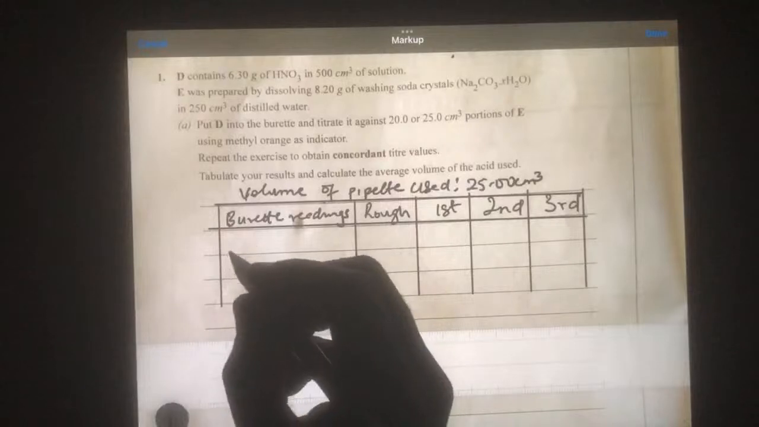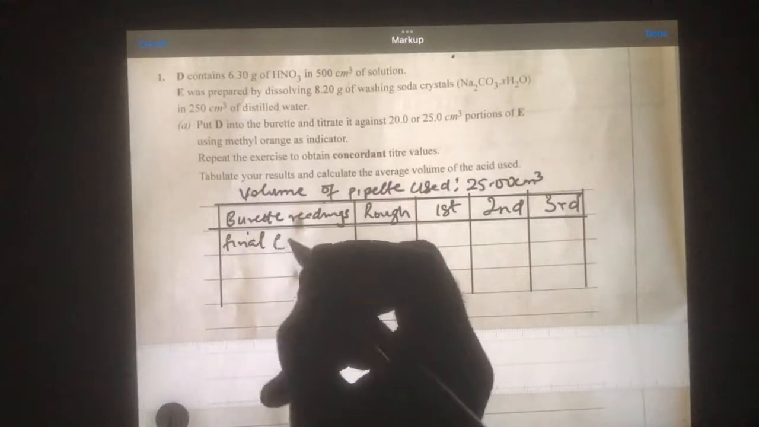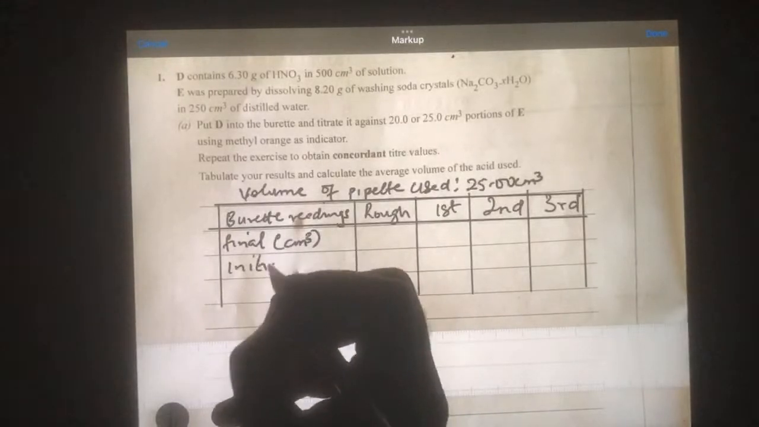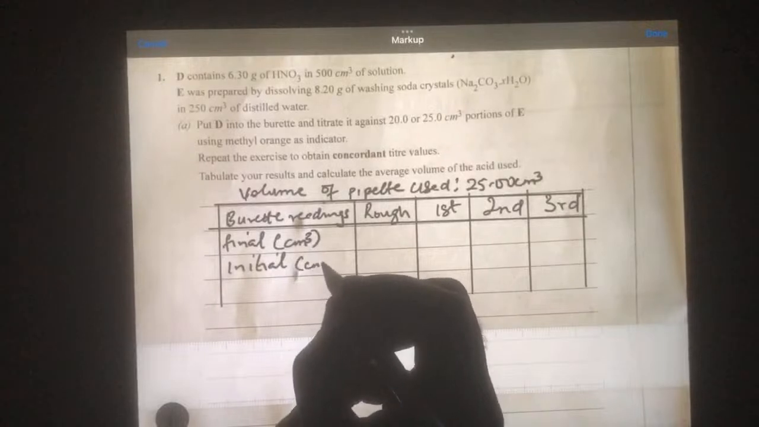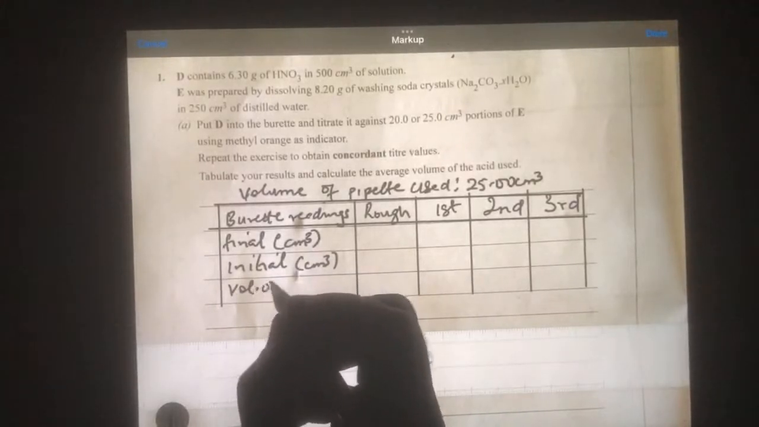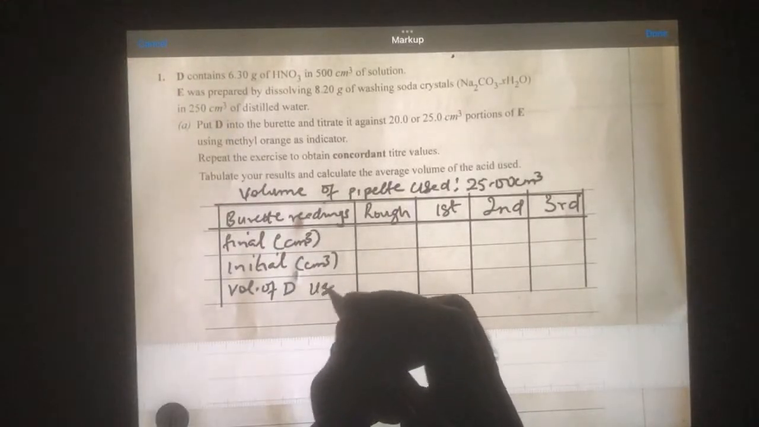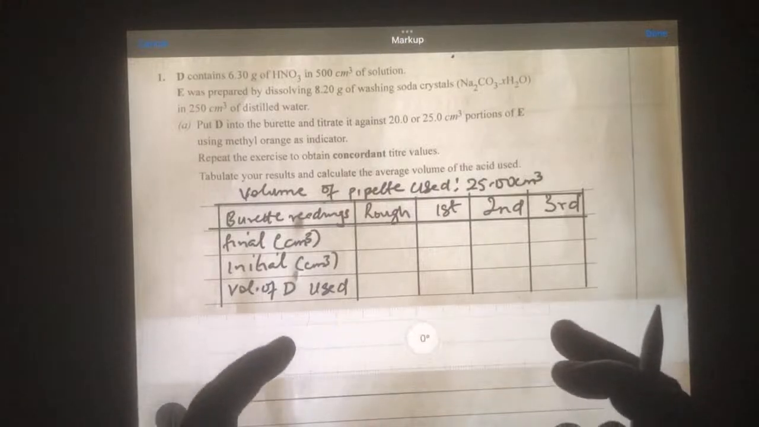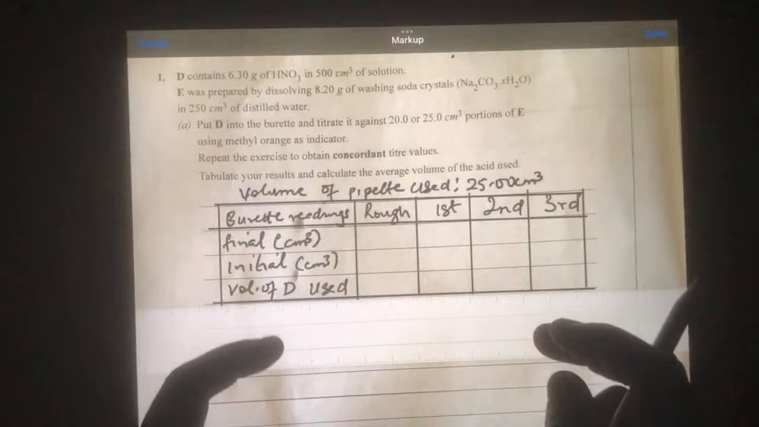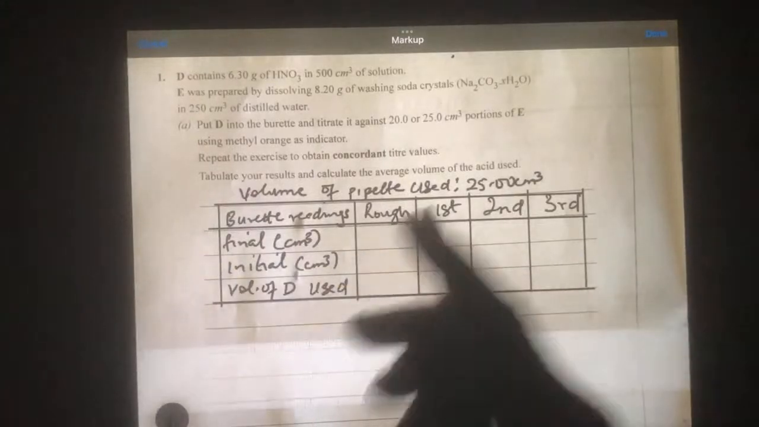Then here we have final. You indicate that it is in cm cube. You have your initial. You also indicate that it is in cm cube. And you have volume of D, because D is what is in the burette, used. So we have made our table. There are lines already there. If you like, you can rule it more.